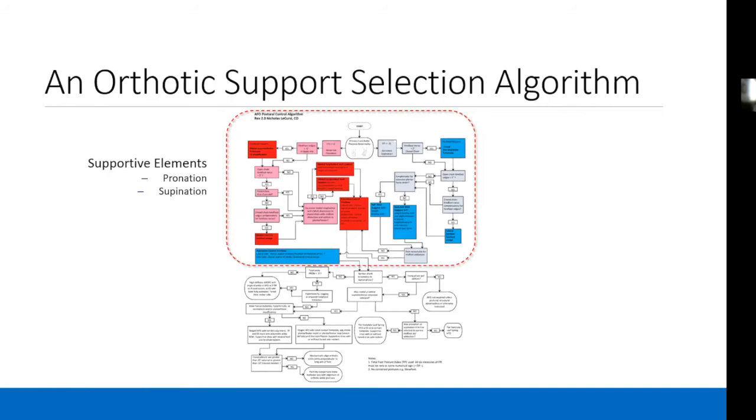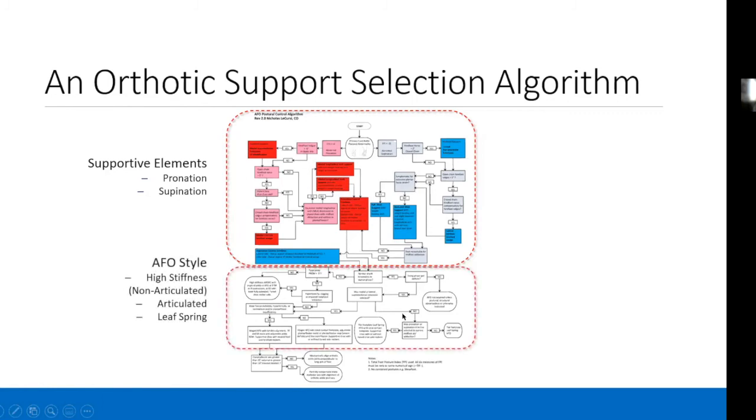It may not lead to a postural abnormality, but I want to take the tension off of the lateral ligaments of the ankle, let's say. And so it can be looked at in that way as well. But with regard to the simplicity of the algorithm, we do use a simple analysis using the foot posture index to get into the pronation or the supination side. The pronation side of the algorithm being here in red, and the supination side being in blue. And there's a decision box in the middle here, which takes you along one or the other path, depending on that assessment. The second block of the algorithm has to do with AFO style, whether or not it's a high stiffness, non-articulated, articulated, or leaf spring.